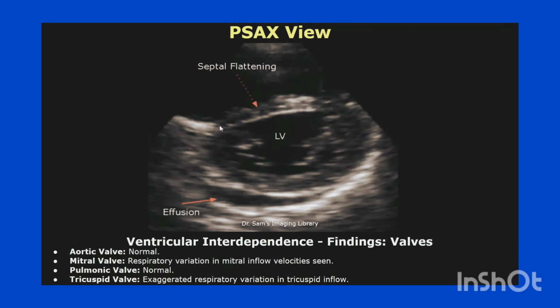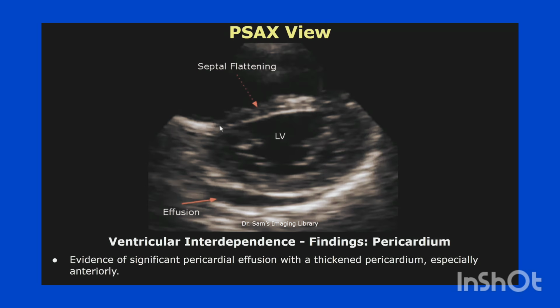The aortic valve is normal. In the mitral valve, respiratory variation in mitral inflow velocity is seen. Pulmonic valve is normal. In tricuspid valve, exaggerated respiratory variation in tricuspid inflow.